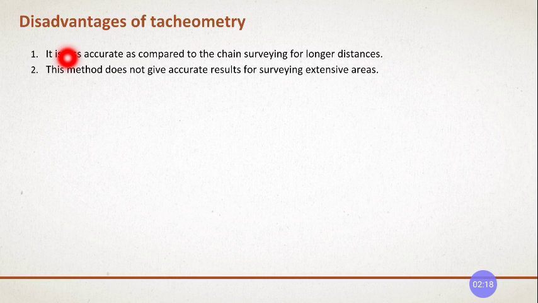Disadvantages: it is less accurate as compared to chain surveying for longer distances. As I said, it is used for shorter distances or shorter areas. The method does not give correct results for surveying extensive areas. Extensive area means large areas. When you are going to survey larger areas, this method will not give you correct solutions, right?